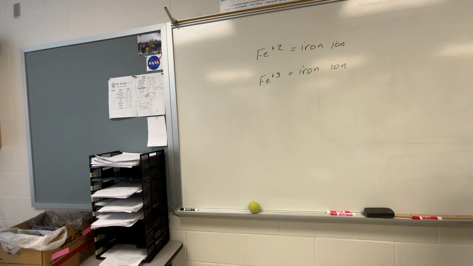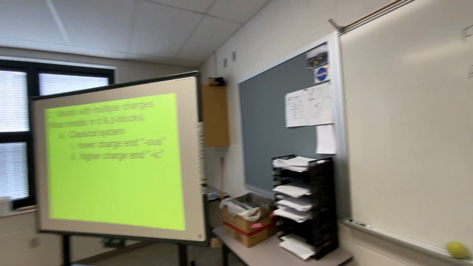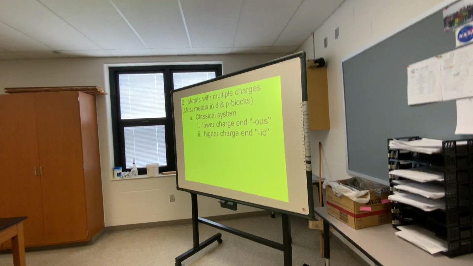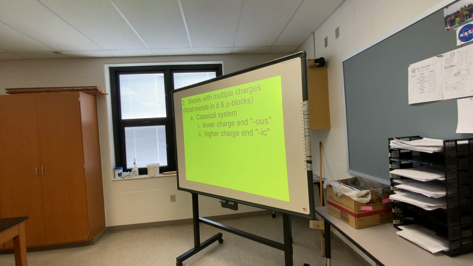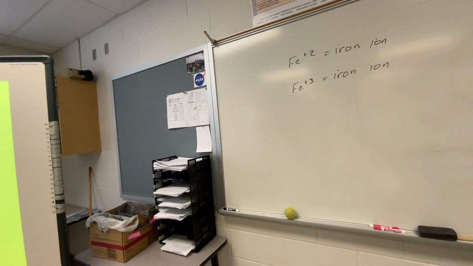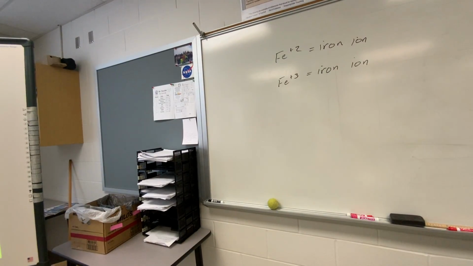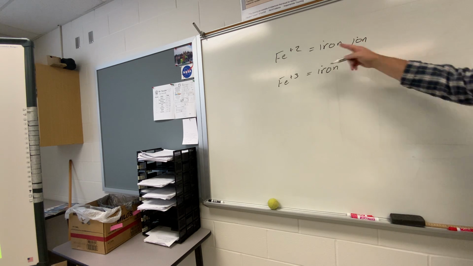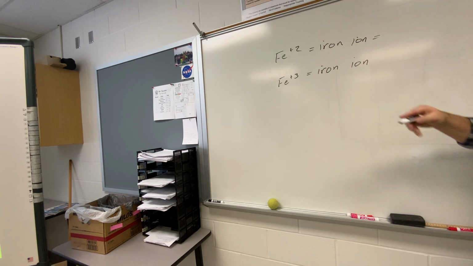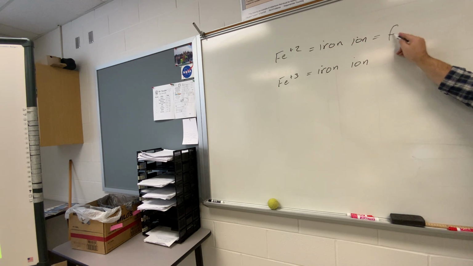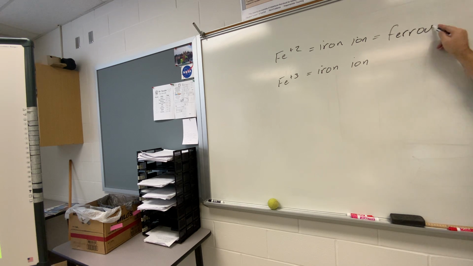Now, the old way of doing this is that if you have the lower of the two charges, you end it with OUS. If it has the higher charge, you end it with IC. So what happens here is iron used to be called ferrum, so it goes back to its original name. So they call this one here a ferrous ion.